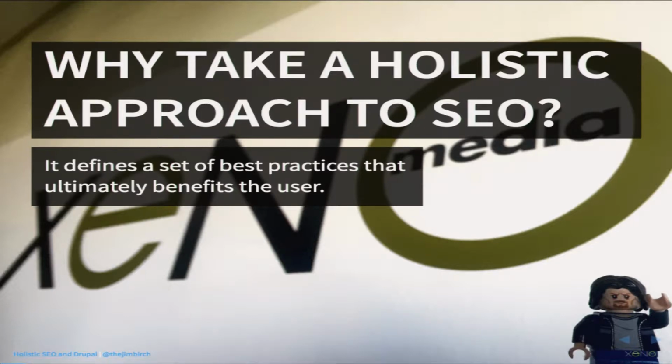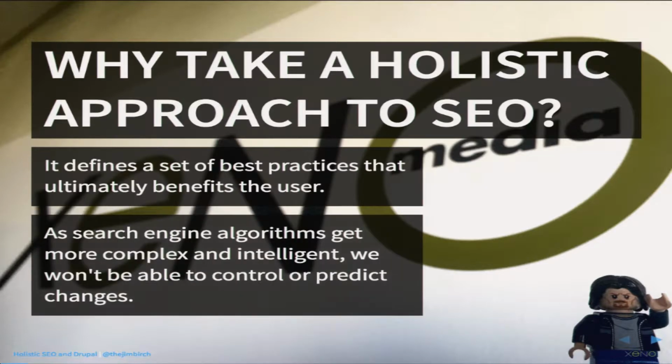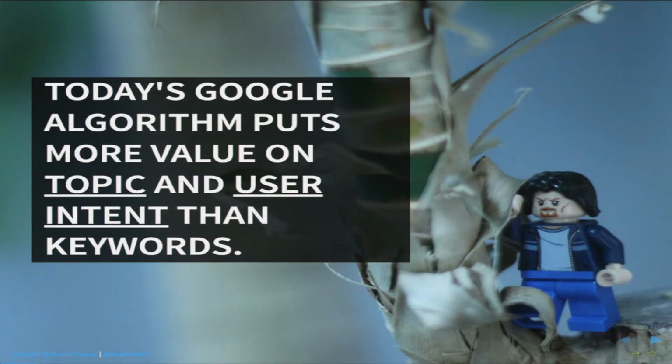Years ago, we'd be able to do some tricks to get people to come to our website, to find our content in Google. The search engine algorithms have gotten so complex and they're starting to become intelligent that we're not going to be able to control or even predict these changes. Today's Google algorithm puts more value on topic and user intent than on keywords.